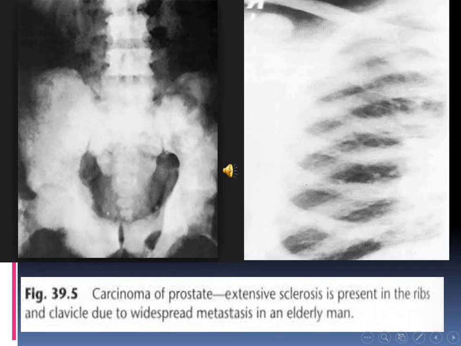Sometimes the metastasis can appear as dense bones. So in this example we can see that the vertebrae, the pelvis, and even the ribs show a generalized increase in bone density, and this represents a case of metastasis from carcinoma of the prostate that resulted in diffuse or extensive sclerosis of the ribs, clavicles, and pelvis.